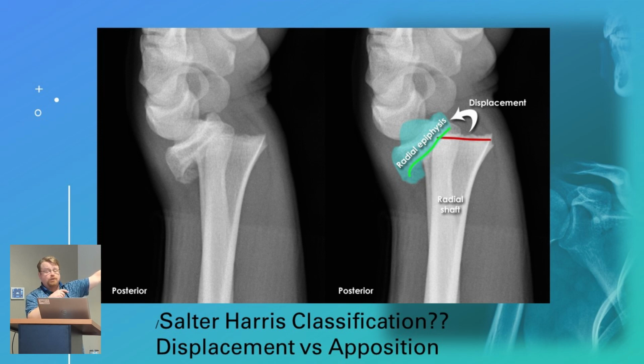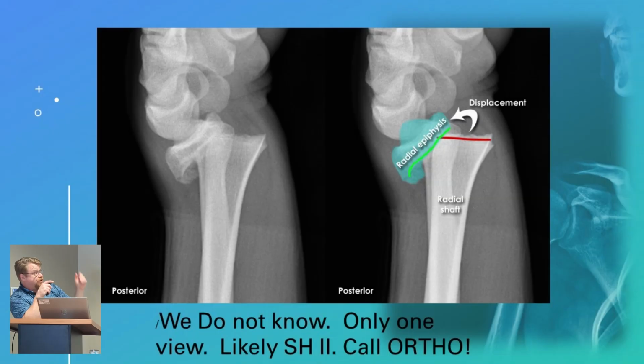Or you can say how much apposition is left, which is much more confusing to me. So if you say, hey, there's 20% apposition, well, okay, that means it's 80% displaced. So it's easier to say how displaced it is. And that's how we figure out, don't touch that. Let's just take one stab at it because that growth plate has really been messed with.